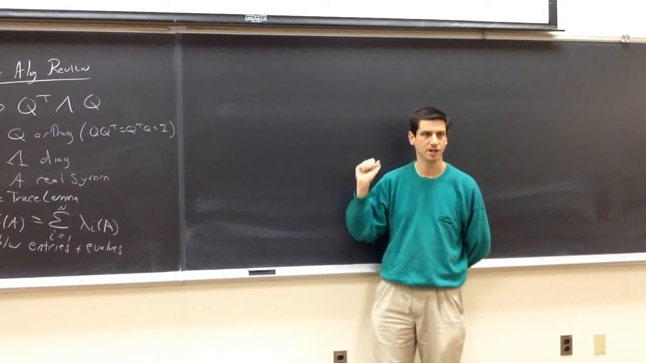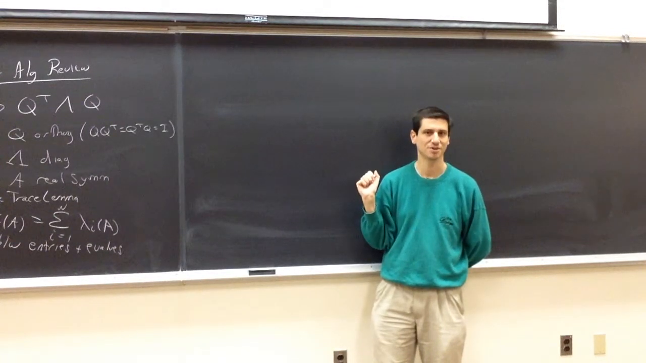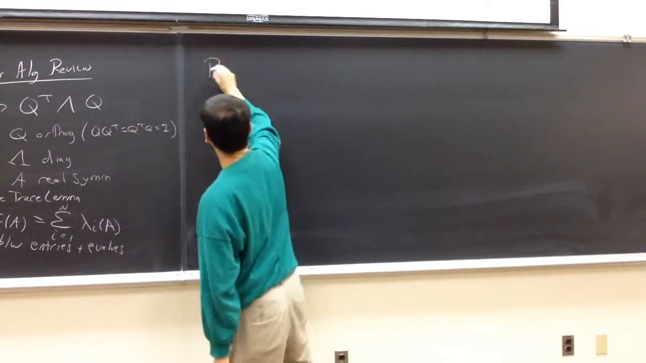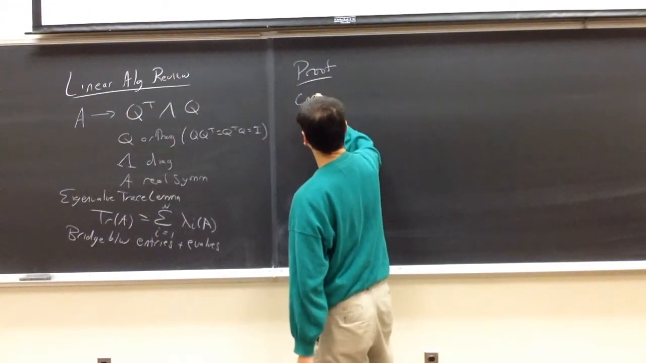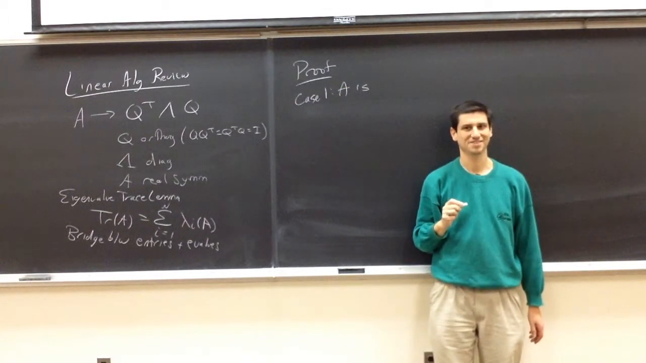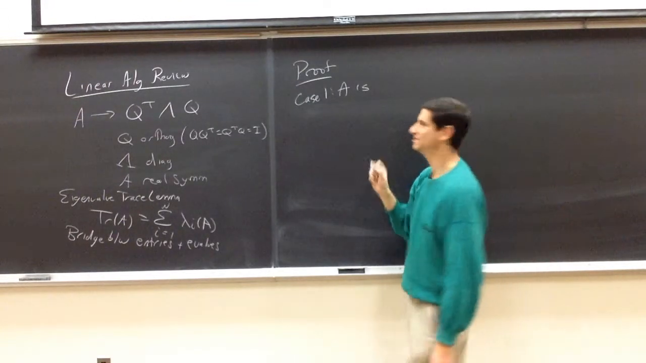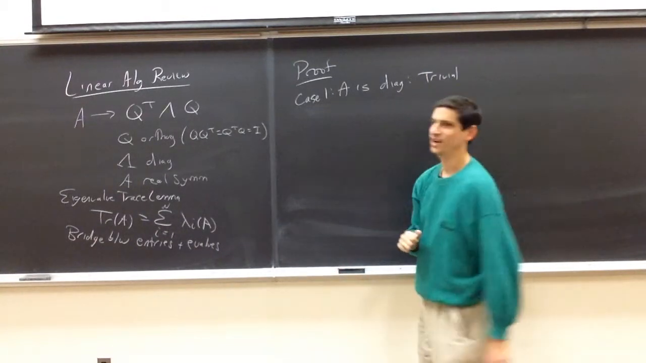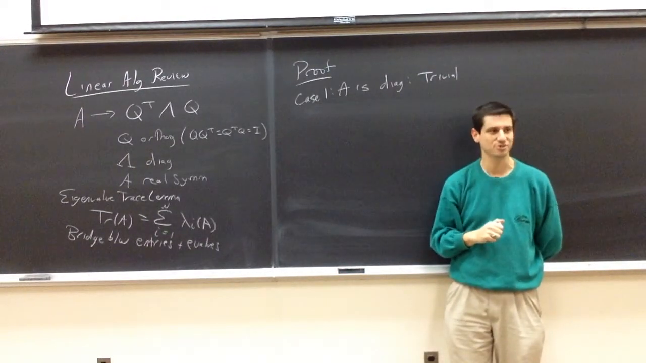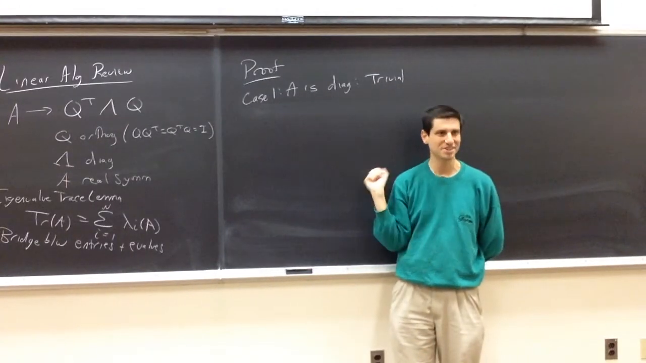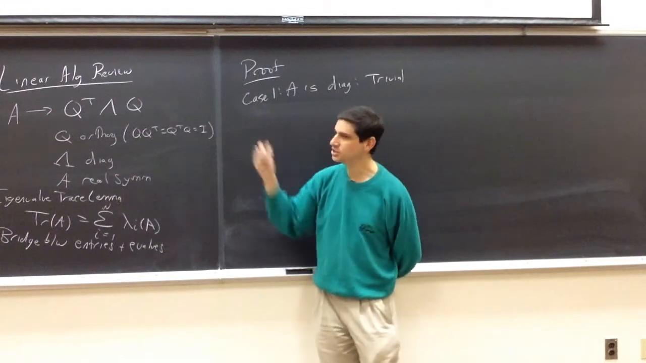Let's just talk about the proof. How many of you remember the proof of the eigenvalue trace lemma? So, proof. Case one, A is diagonal. Trivial. If you have a diagonal matrix, the eigenvalues are the diagonal entries. The trace is the sum of the diagonal entries. It's not that hard. So in this situation, it's not so bad at all.